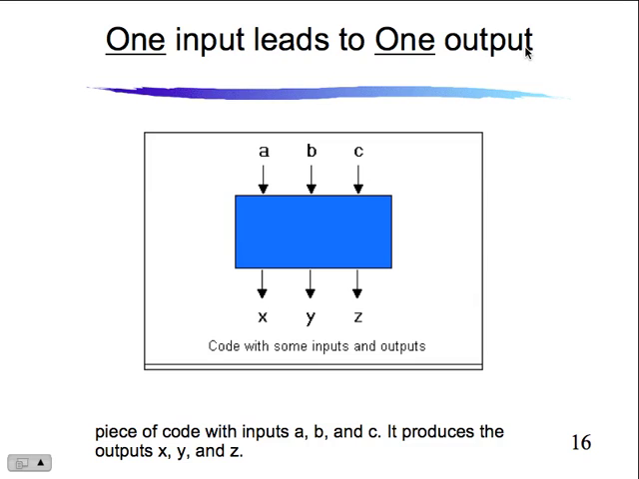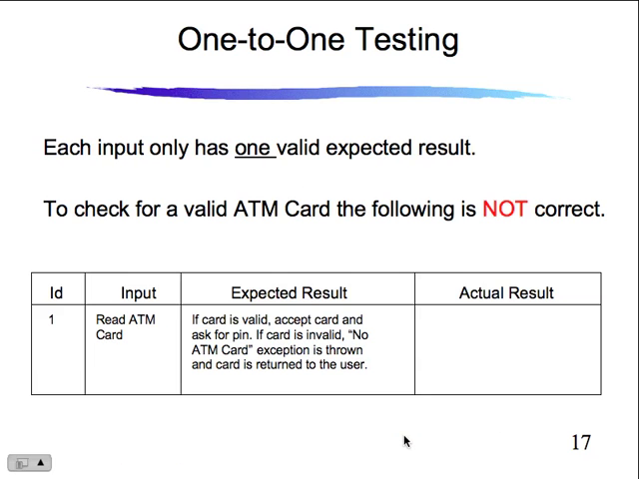So there should be one input that leads to one output. ABC leads to XYZ, the code, with some inputs and outputs that are the same. So a piece of code that takes input ABC is going to produce only one output. So, one-to-one testing: each input has only one valid expected result. So to check a valid ATM card, the following is not correct. And let's see why.